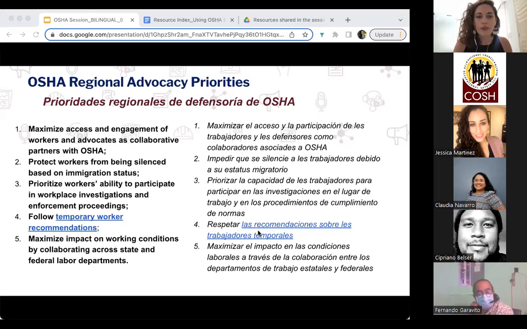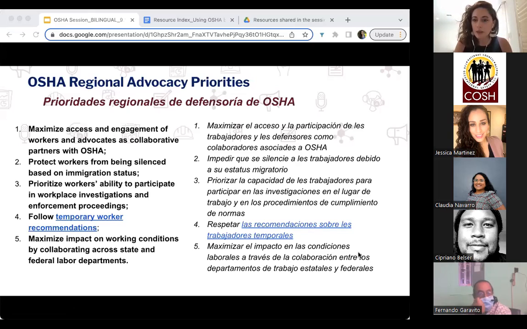So the first demand here is to really maximize access and engagement of workers as collaborative partners with OSHA. This means strengthening cultural competency and language justice for OSHA staff, really institutionalizing those language justice practices and enacting ongoing collaboration with workers and advocates.